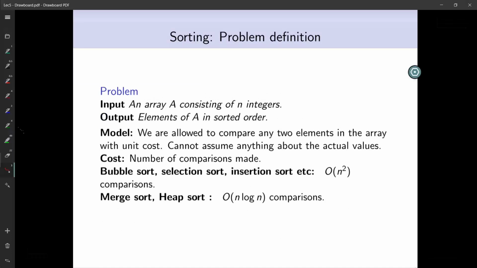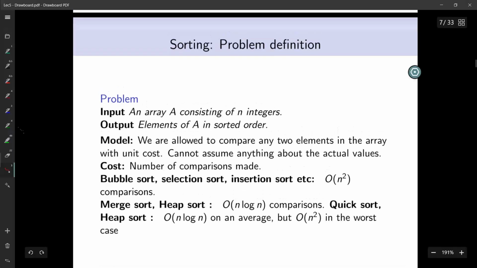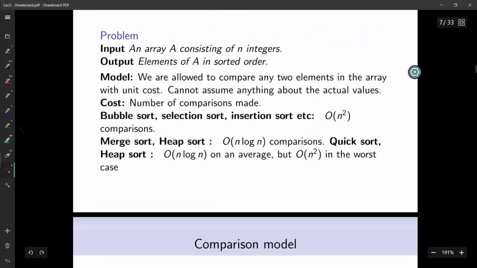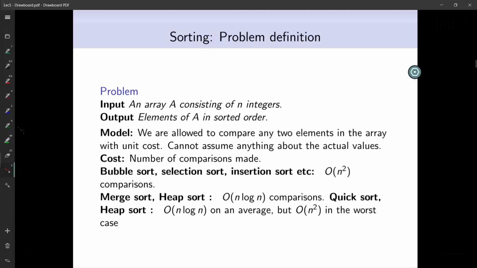Then there are algorithms merge sort and heap sort, which do sorting in n log n comparisons. Then again, quick sort, you might have heard that it's n log n on average, but n square in the worst case. We will come to it soon towards the end of the lecture.